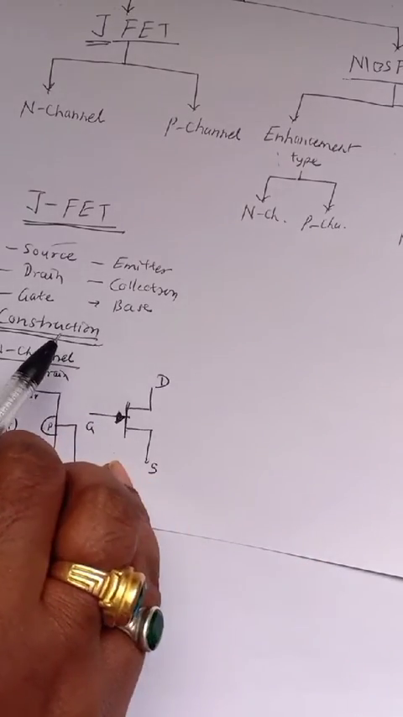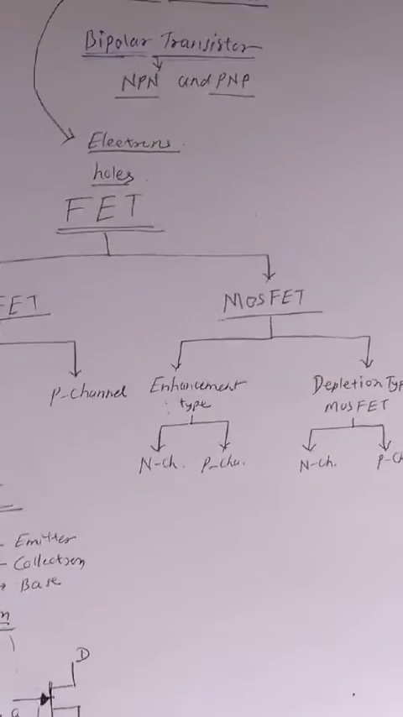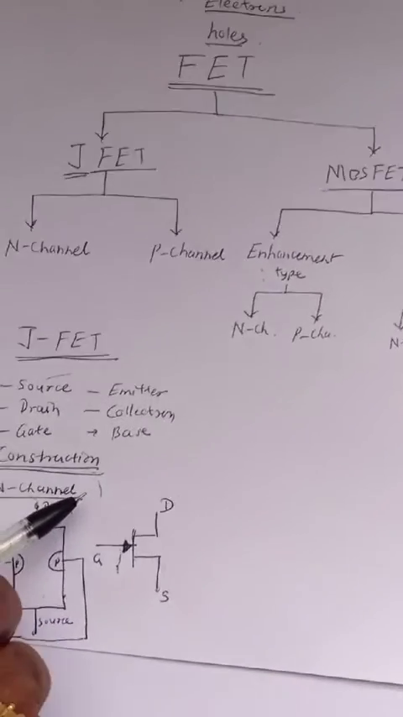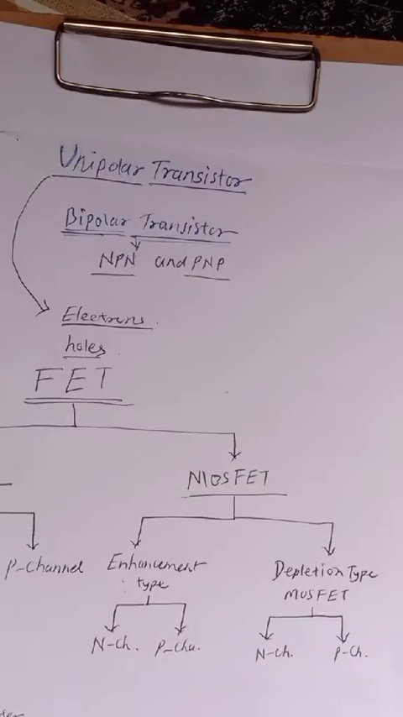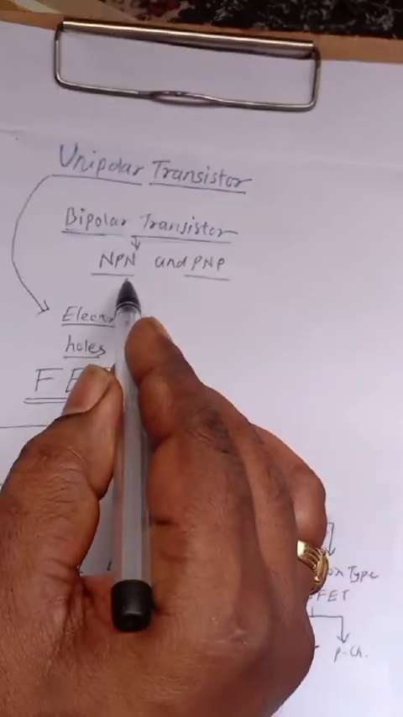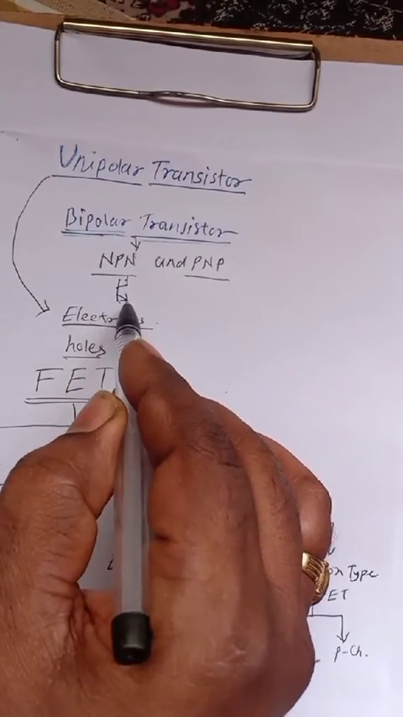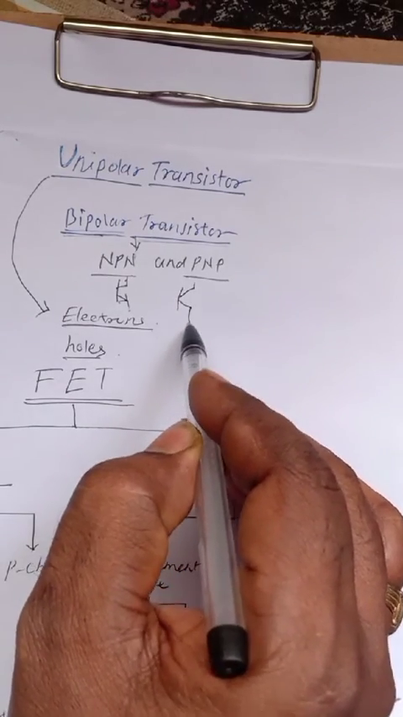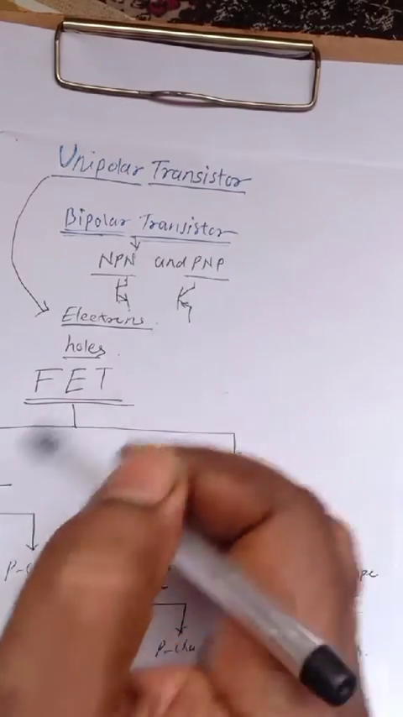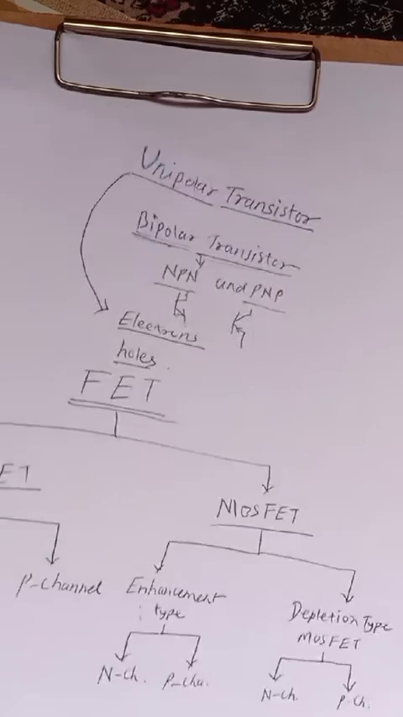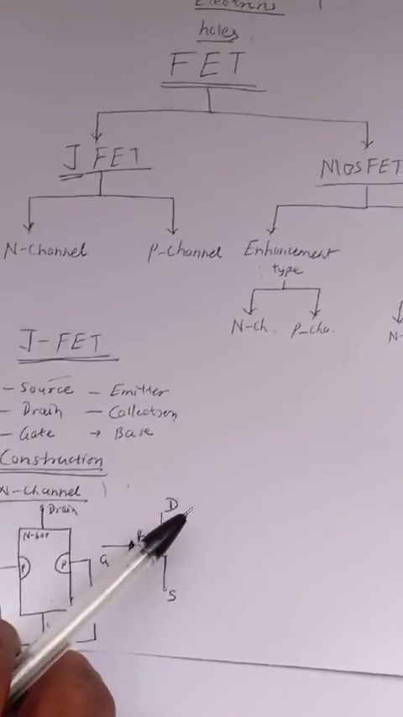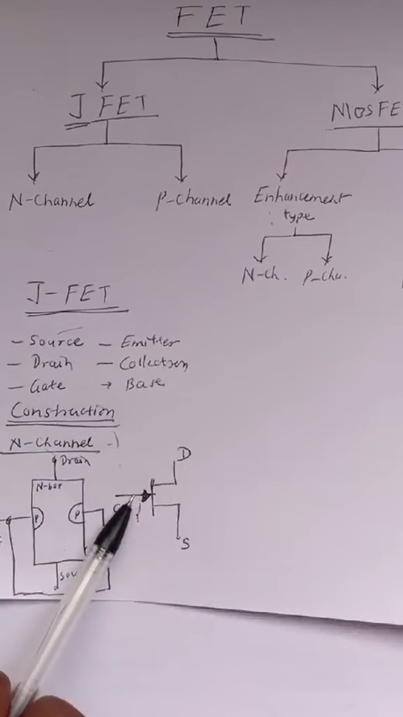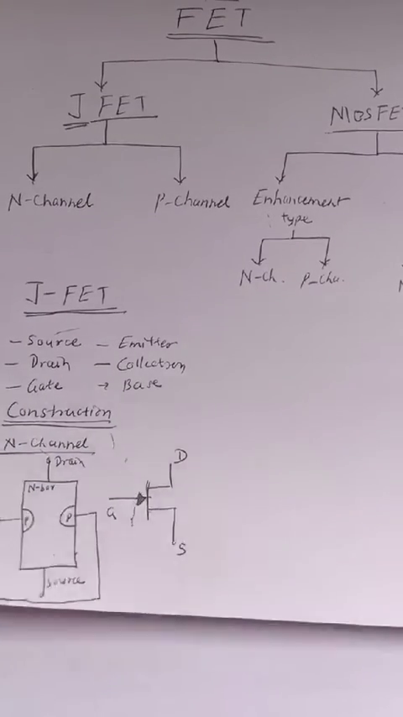So we know that for NPN and PNP transistors, we mark an outward arrow on the emitter to indicate it is an NPN type transistor. For NPN transistor you mark the arrow outward on the emitter, and we mark an inward arrow on the emitter for PNP. So this is the symbolic difference between NPN and PNP. Similarly, here also, if there is an inward arrow on the gate, it indicates it is an N channel.